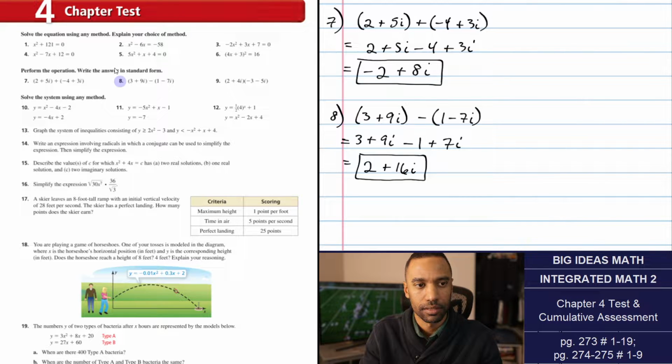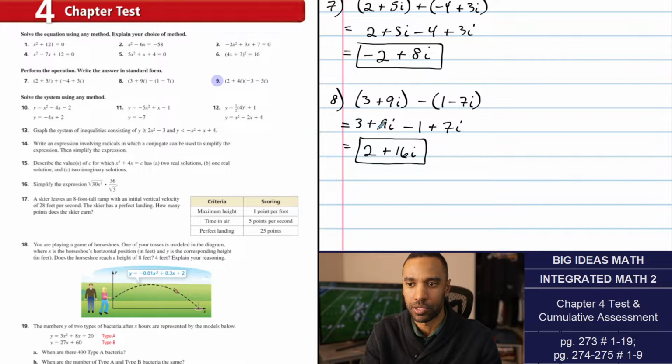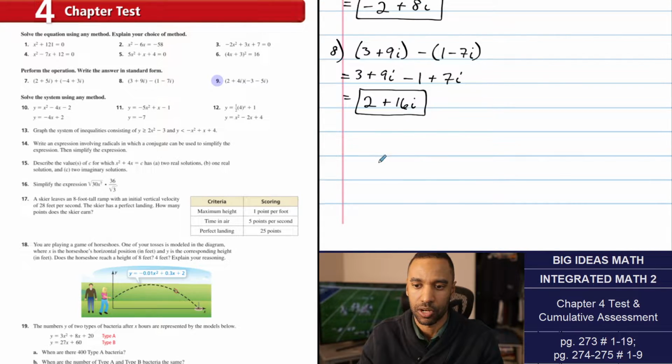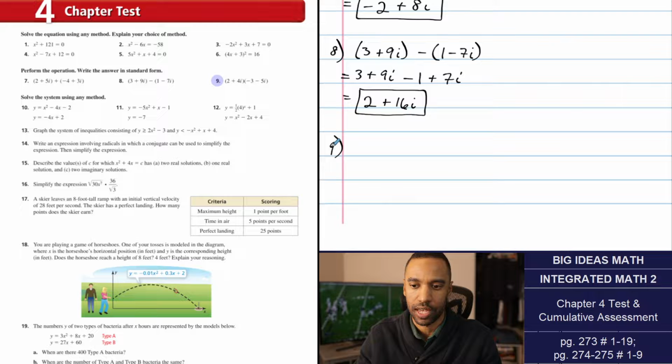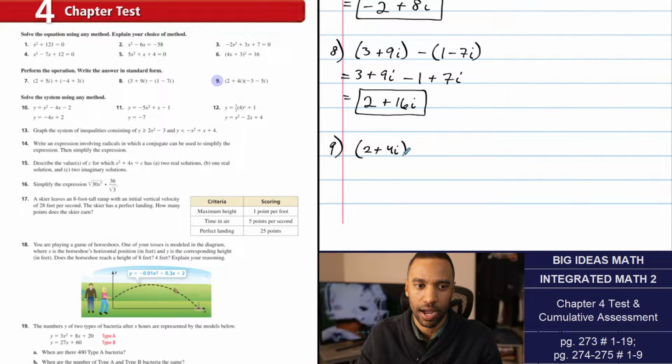Number 9. So 7 and 8 just differ from a plus versus a minus. Once you get to the second step, you're just combining like terms. Signs, you just treat the signs as they are at that point. Number 9, this is multiplication. 2 plus 4i times negative 3 minus 5i.